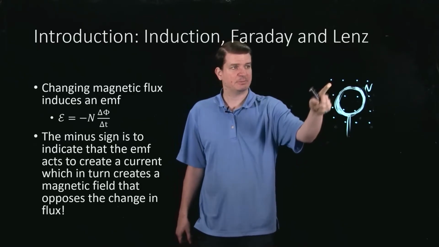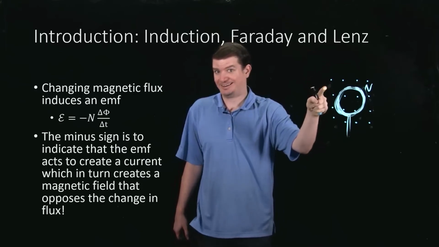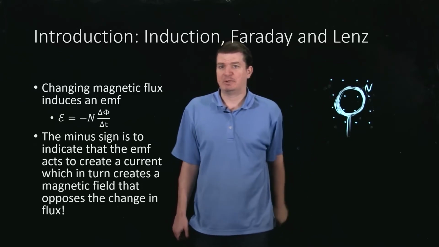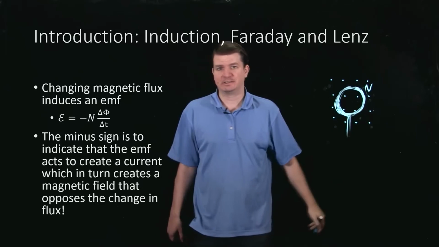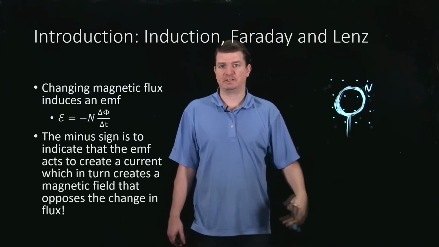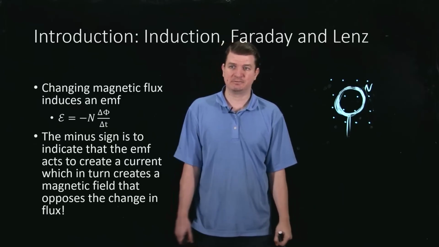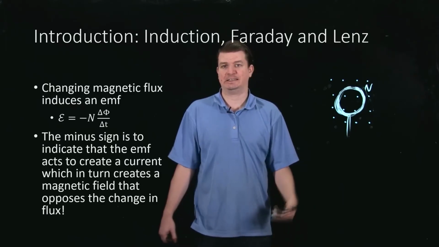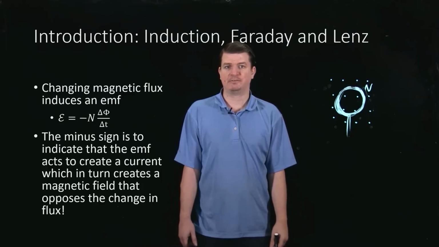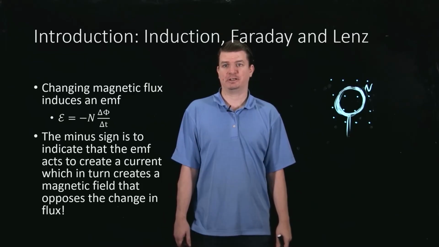So if this is a magnetic field out of the board, which it is, and if that magnetic field is increasing in strength, then I have an increasing flux out of the board. If I want to counter that increasing flux out of the board, I need some flux into the board. To create that flux into the board, I use my right-hand rule and determine the direction of the current.